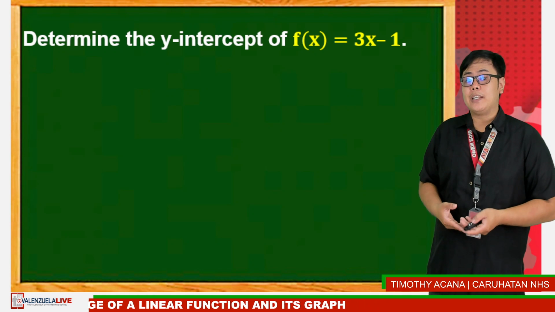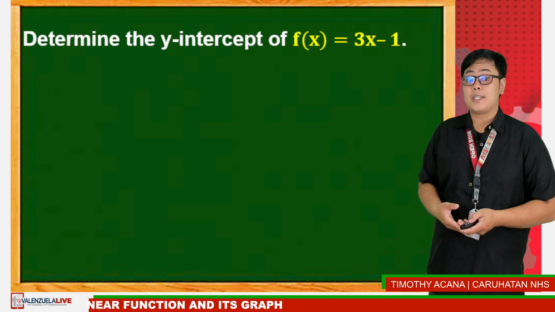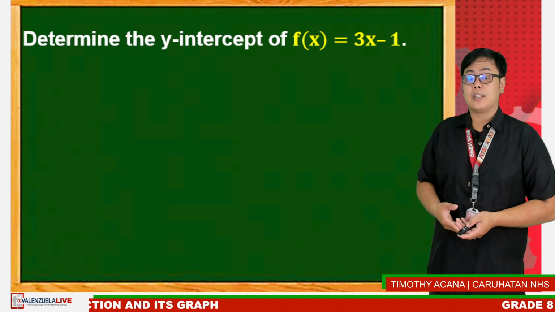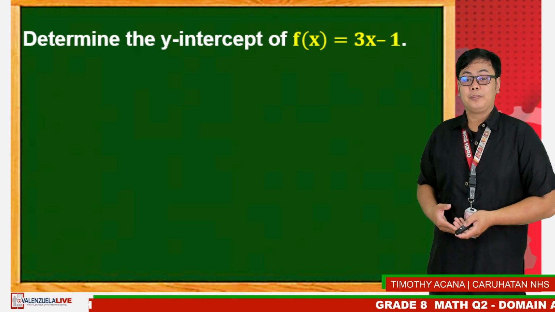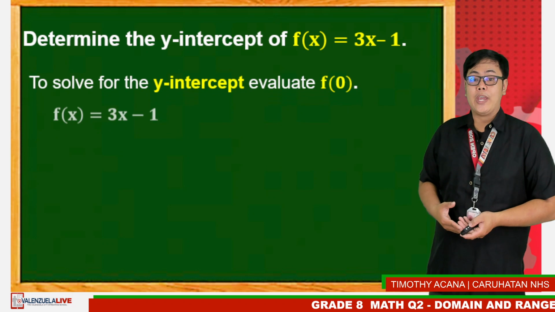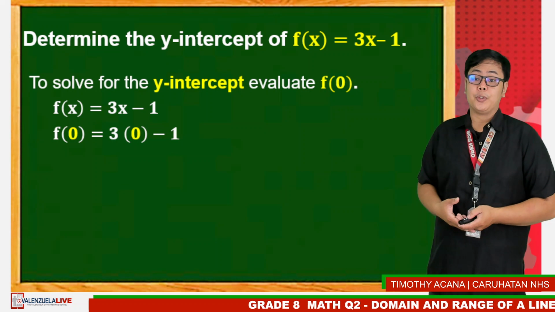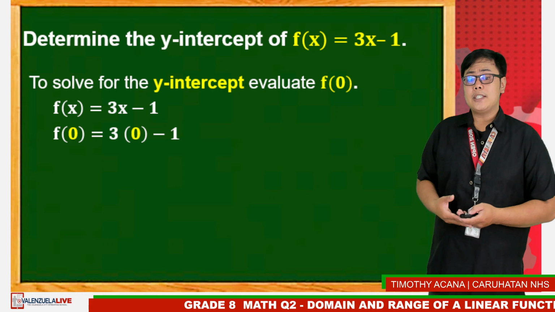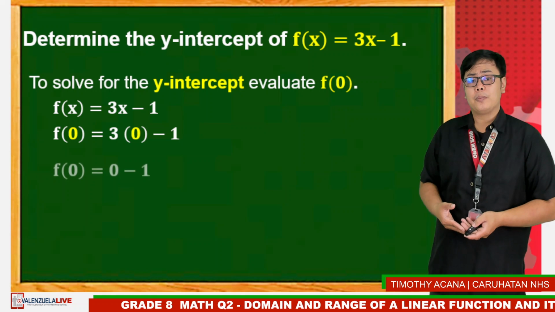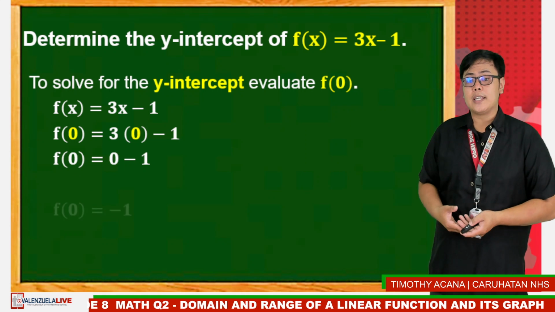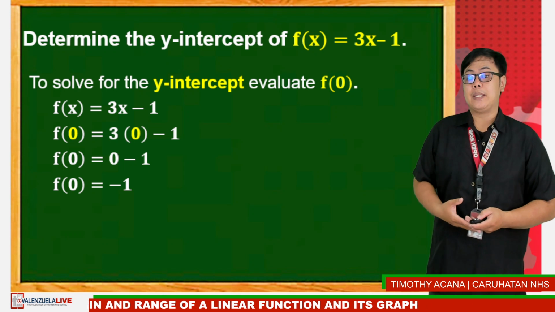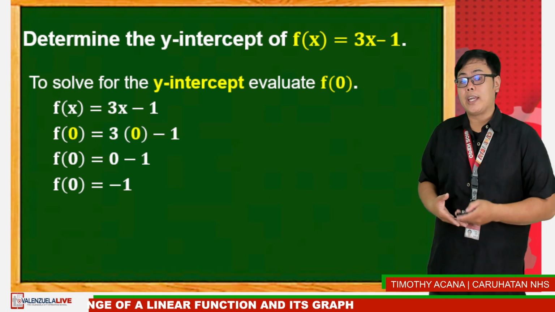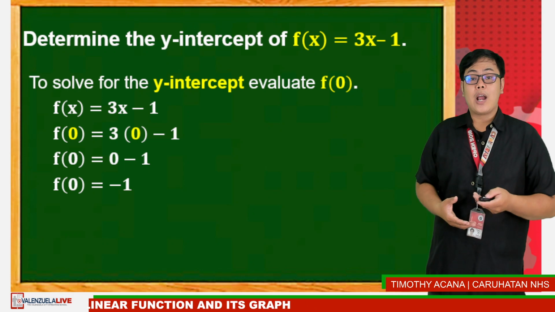Now we determine the y-intercept of f(x) = 3x - 1. To solve for the y-intercept, evaluate f(0). We have f(0) is equal to 3 times 0 minus 1, and 3 times 0 is equal to 0. 0 minus 1 is equal to -1. Therefore, f(0) is equal to -1. And the y-intercept is at (0, -1).